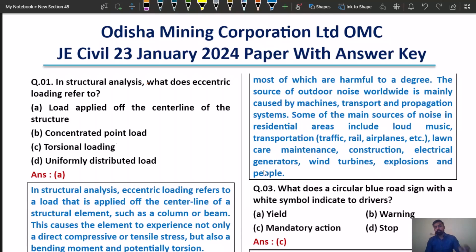In this video, we are going to solve the question paper of Odisha Mining Corporation Limited OMC JV, which was held on 23rd January 2024. In this video, we will see each and every question with their proper concept with detailed explanation. So, throughout the video, you can learn different concepts about these questions.